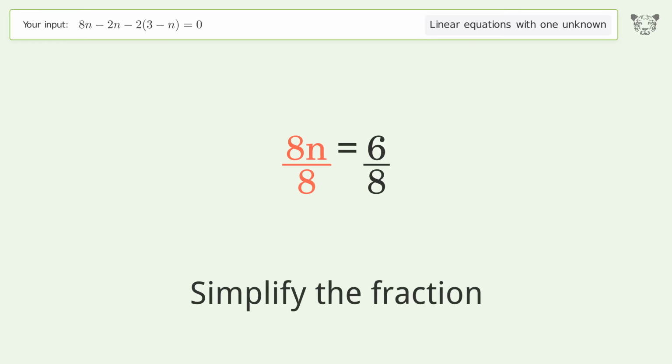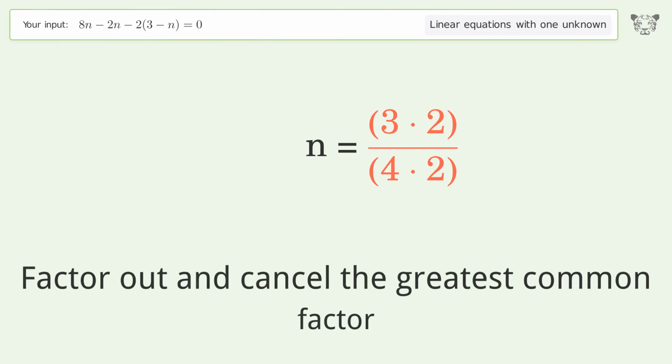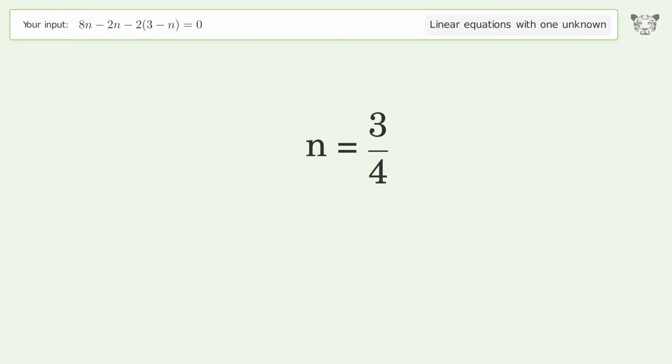Simplify the fraction. Find the greatest common factor of the numerator and denominator. Factor out and cancel the greatest common factor. And so the final result is n equals 3/4.